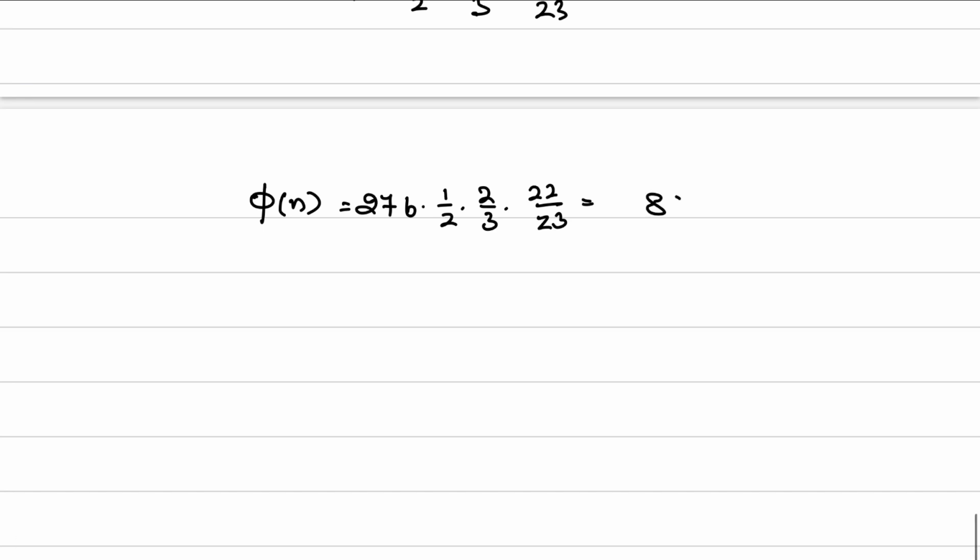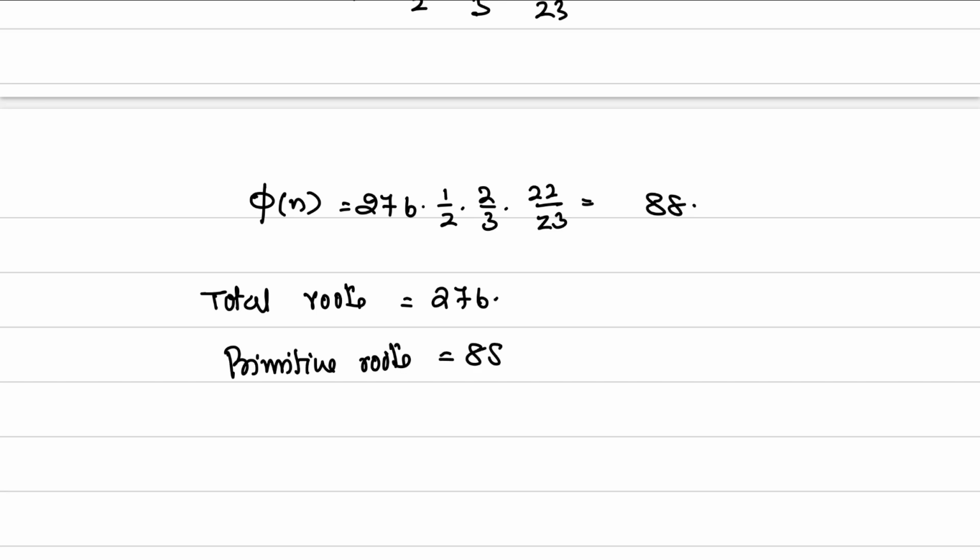This number is 88. That means total roots are 276, whereas primitive roots are 88. 88 is the answer. This is the difference between a primitive root and a total root.